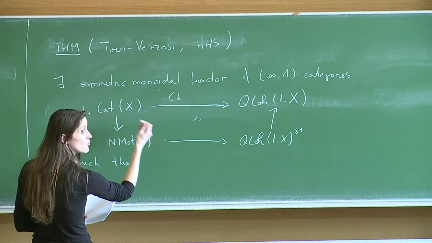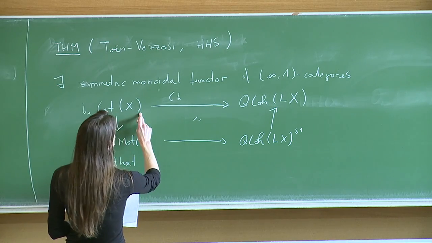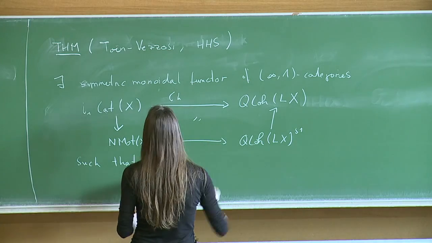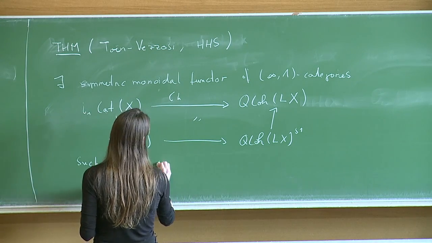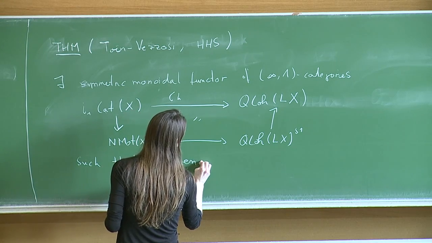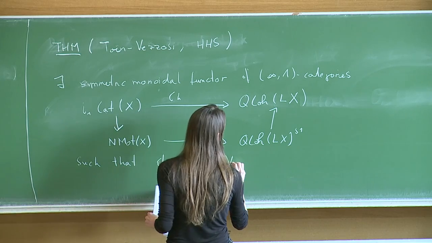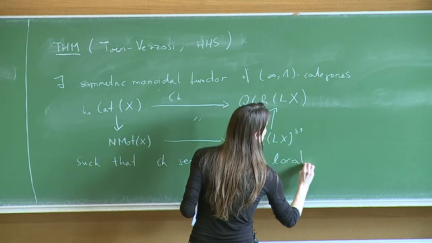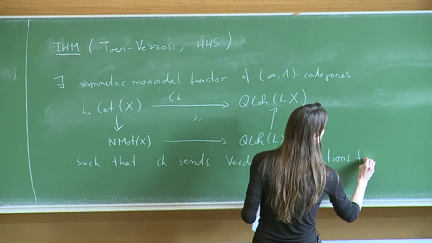We have Verdier localizations of triangulated categories. And indeed, this functor here sends Verdier localizations to distinguished triangles. So really we are one categorical level up. So this functor sends Verdier localizations to distinguished triangles.